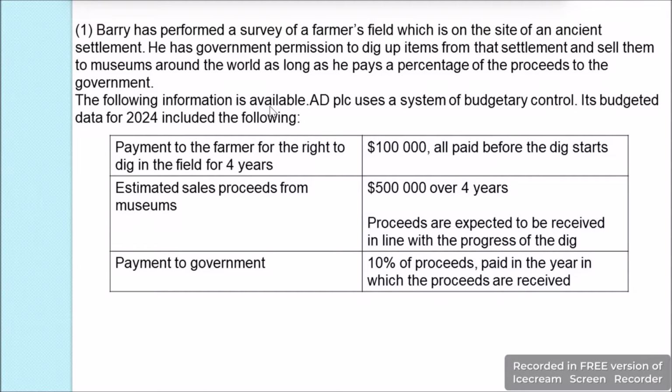The following information is available. ADPLC uses a system of budgetary control. Its budgeted data for 2024 includes the following. Payment to the farmer for the right to dig in the field for 4 years is $100,000, all paid before the dig starts. Estimated sales proceeds from museums are $500,000 over 4 years. Proceeds are expected to be received in line with the progress of the dig. Payment to the government is 10% of proceeds, paid in the year in which the proceeds are received.